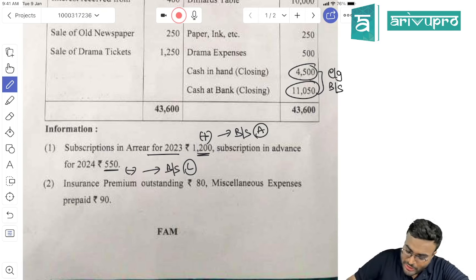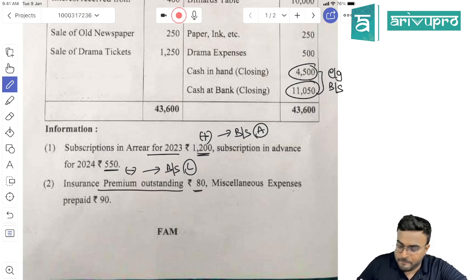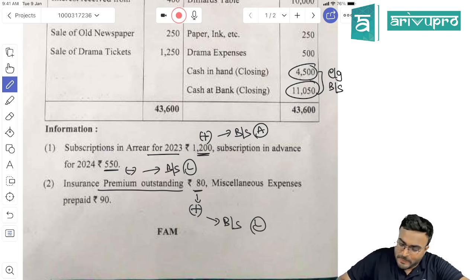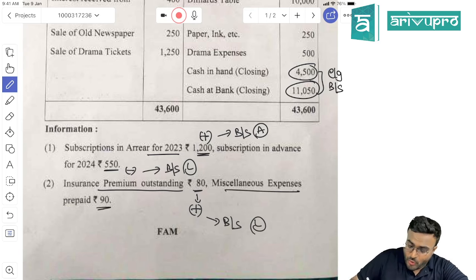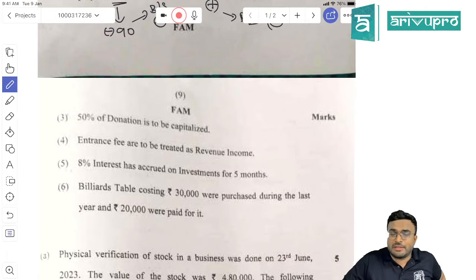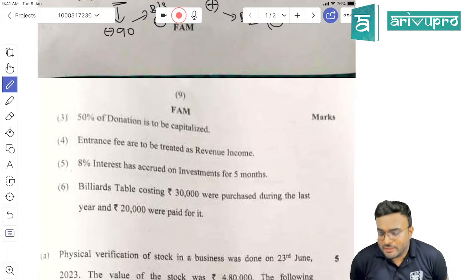Insurance premium outstanding 80. So what will you do? You will add it to the insurance premium, and in the balance sheet you will show it as a liability. Miscellaneous expense prepaid is 90. So what will you do? You will subtract 90, and in the balance sheet you will show it as an asset, prepaid expense. Clear?